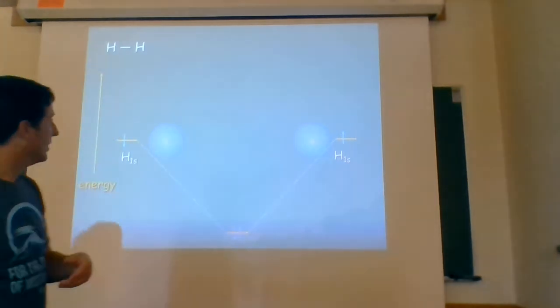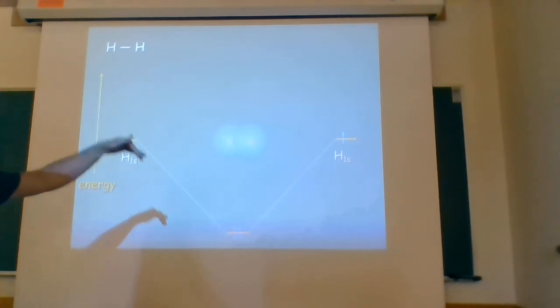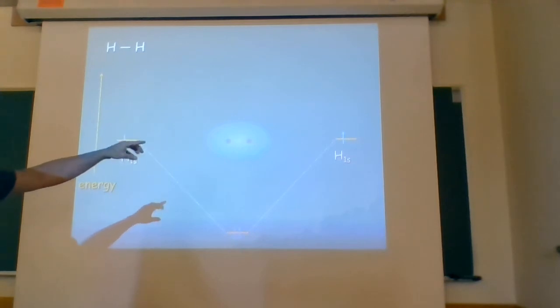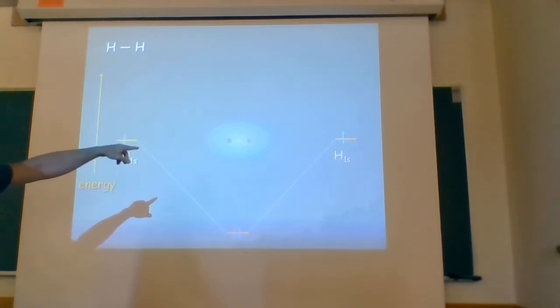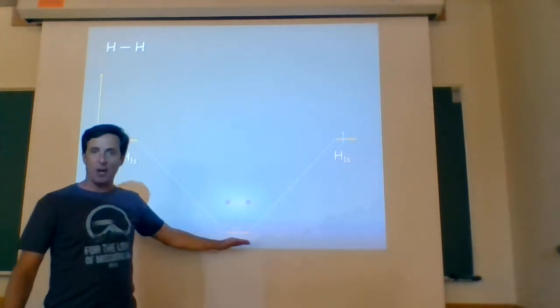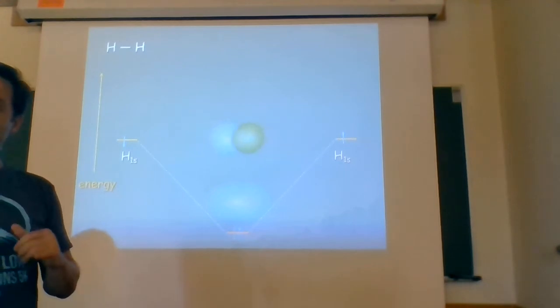When I add them together, if they're in phase with each other, which is when they're the same color, they're going to add constructively, and it's going to give me a lower energy molecular orbital. So they combine, I get 1 orbital over the 2 atoms. That's constructive interference, that's good. The energy goes down. But what if the orbitals are not in phase with each other?